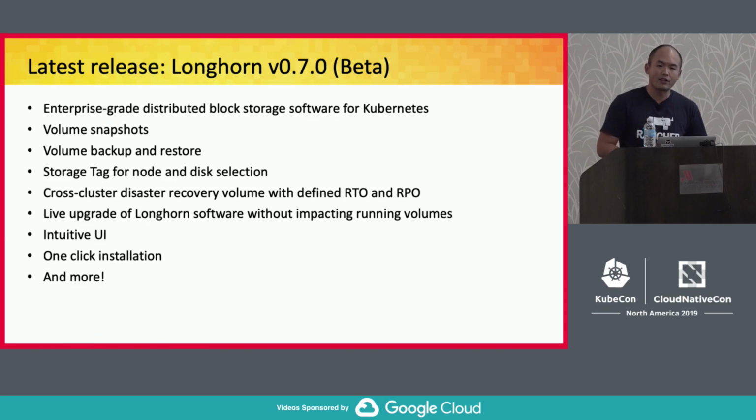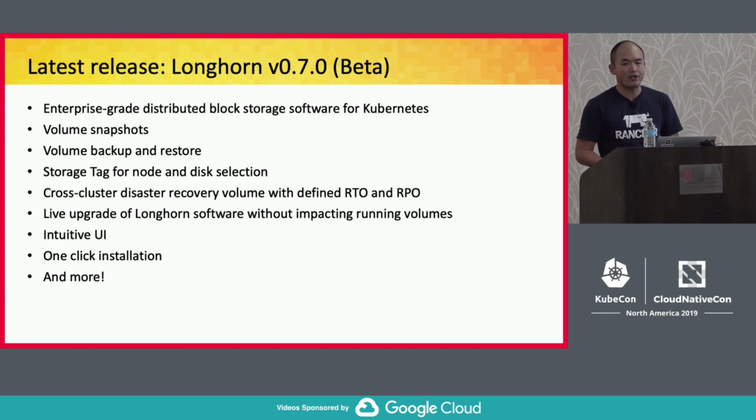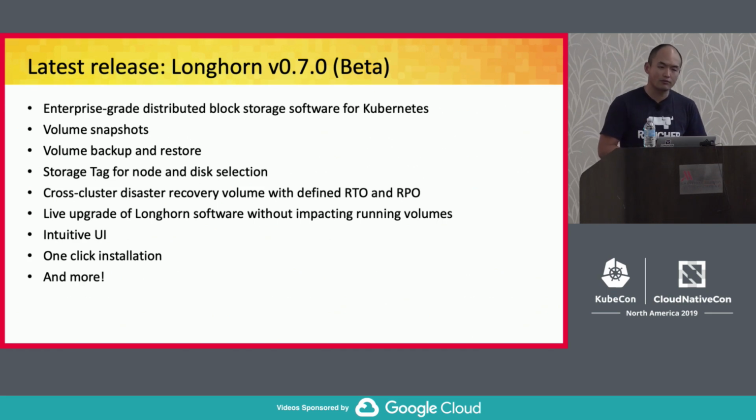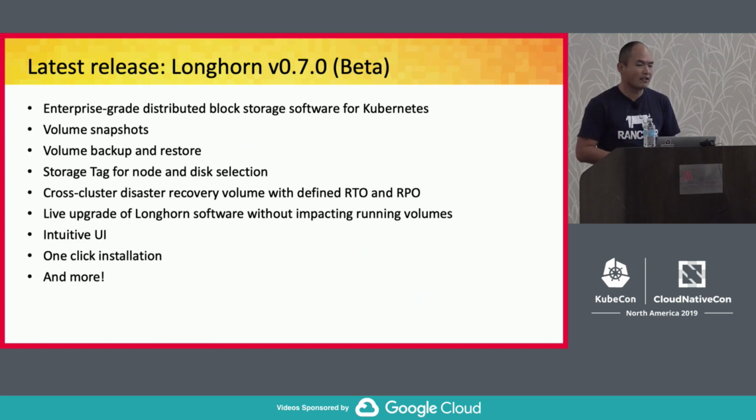Longhorn, like any other cloud-native software, supports one-click installation. You can install Longhorn using one line of YAML or Helm install, or if you are using Rancher, you can select Longhorn in the Rancher app catalog and just install from there. That probably takes about 3 clicks. And more features are coming.